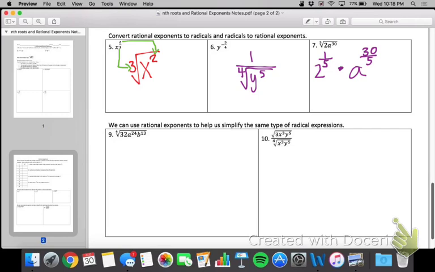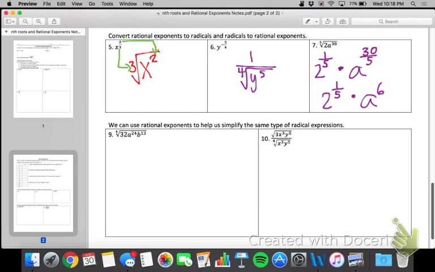And now you can kind of see, so when we were working on the front with simplifying the 5th root of a to the 30th, we just divided the 30 by the 5. And now you can actually see that that's exactly what we're doing. So this is the same as 2 to the 1/5 times a to the 6th power.